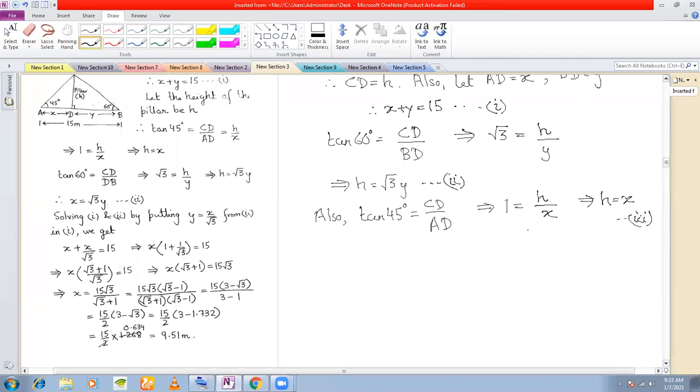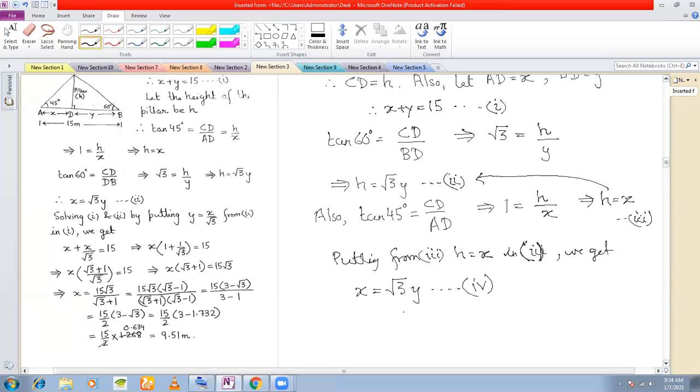From these two, h is equal to x from 3. If I put this in 2, then we can remove h, and we get x is equal to root 3 y, right? Call this equation number 4.